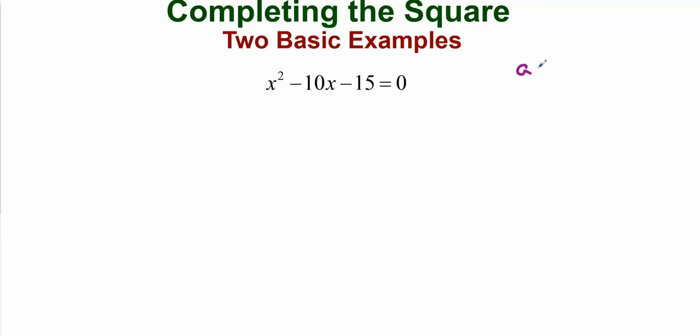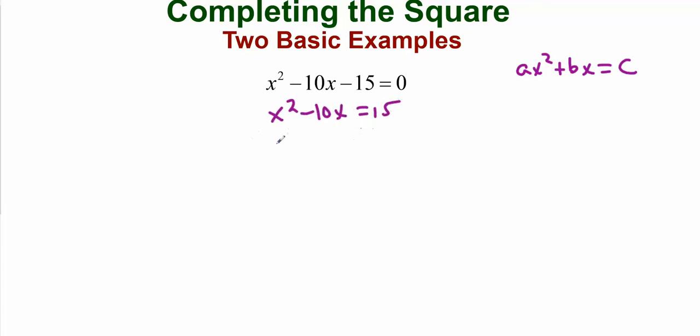First thing I want to do is get my ax squared plus bx is equal to c. I want the c on the other side. And I also want to make sure that my a turns out to be 1, which it is because it's kind of a gift. So we got x squared minus 10x is equal to 15.